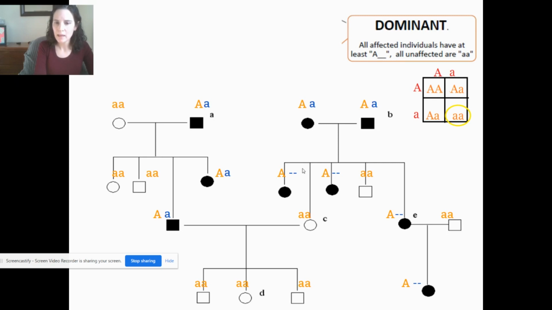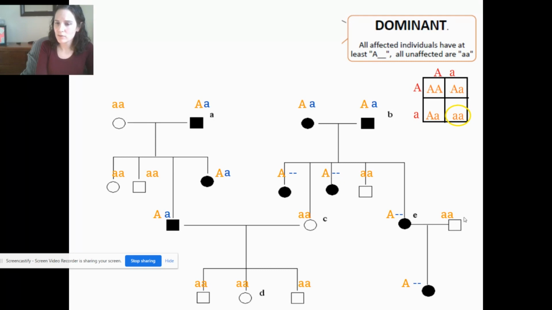And then on this side, A dash. Why don't we know? Because both parents are heterozygous, it's possible that those children are big A, homozygous dominant, or heterozygous, big A. We don't know. They haven't had any kids. We can't track it. We have no other information. So we're going to write A dash for both of these girls.